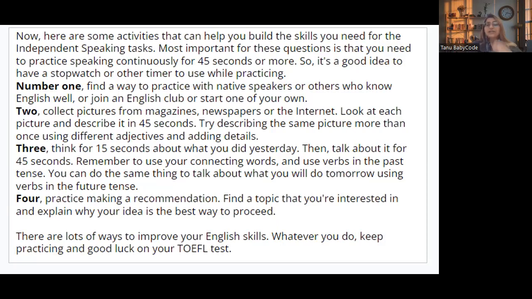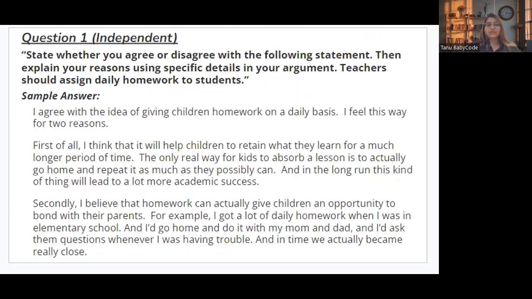Third one, think for 15 seconds about what you did yesterday. Then talk about it for 45 seconds. Remember to use connecting words and use verbs in the past tense. You can do the same thing to talk about what you will do, using verbs in the future tense, right? Practice making a recommendation. Find a topic that you are interested in and explain why your idea is the best way to proceed. Right? So there are different ways to improve your English skills. Whatever you do, keep practicing.